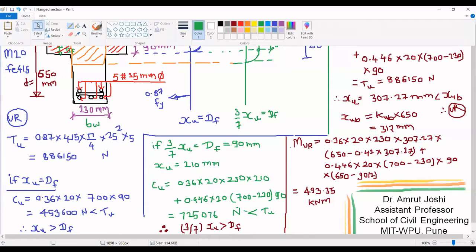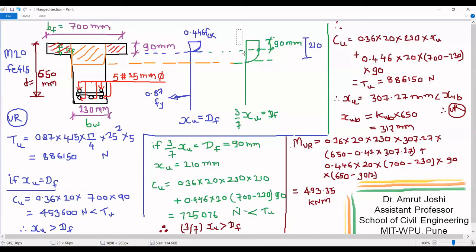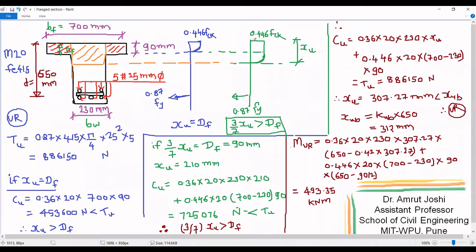In that case, this stress block would look like, as you can see, 0.446 FCK is constant up to 3 by 7 XU, and this 3 by 7 XU is greater than Df. Therefore, on the entire flange, again, we are going to have a constant value of stress 0.446 FCK.